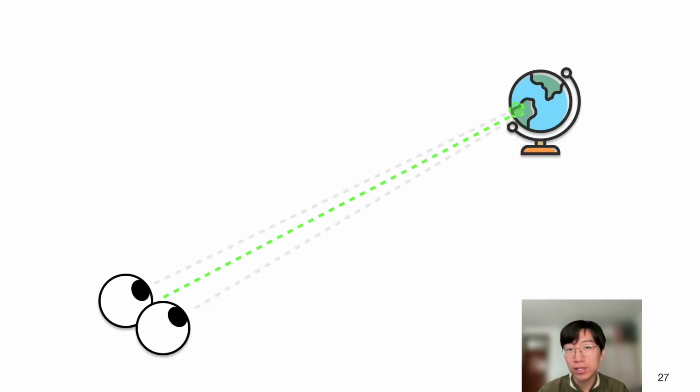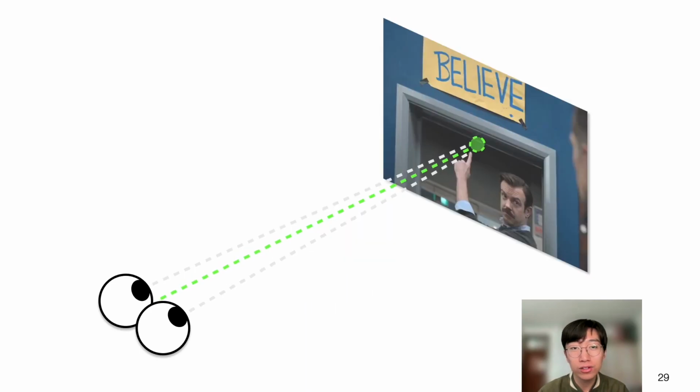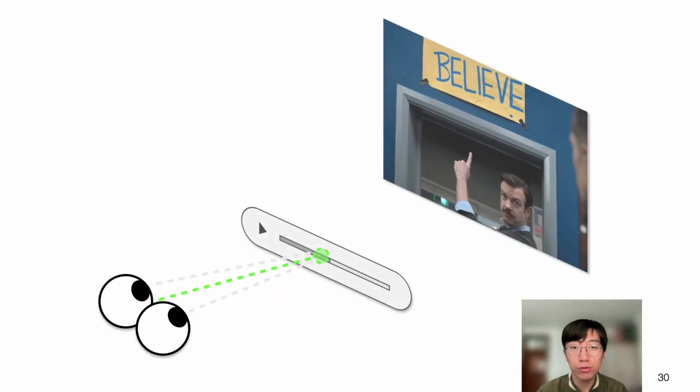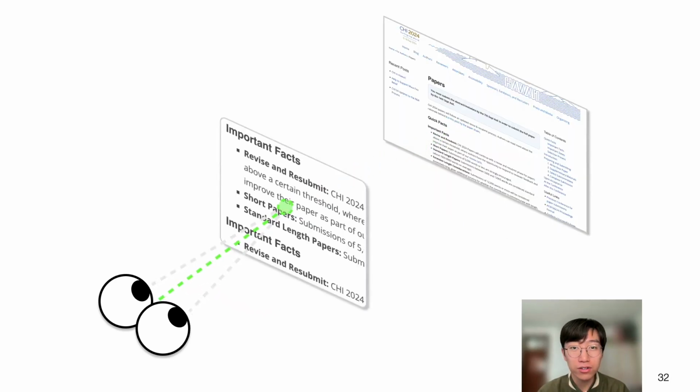We can design many applications from this layer-based UI. Looking at the globe, look closer, you can see the map. Watching a video, look closer, you can have the video progress bar. Browsing a web page, look closer, you can activate a magnifier for a zoom view.